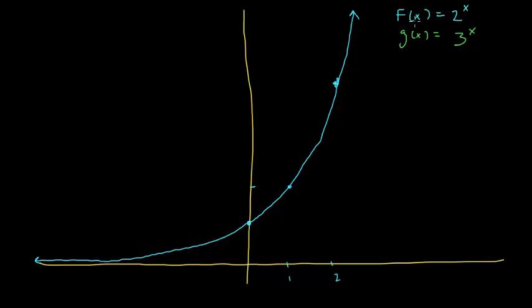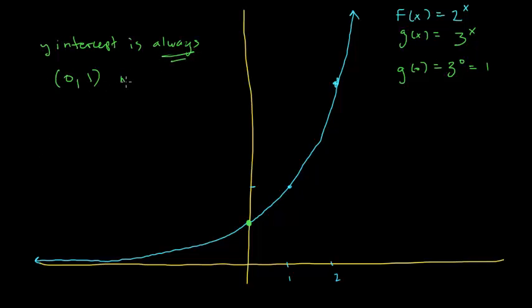Now let's compare f of x to g of x. Let's do it the same way by points. G of 0 is 3 to the 0, but remember, anything raised to the 0 is 1. So the y-intercept is always, no matter what base, the point 0, 1. Because it doesn't matter what number you're using as your base, anything raised to the 0 is equal to 1.